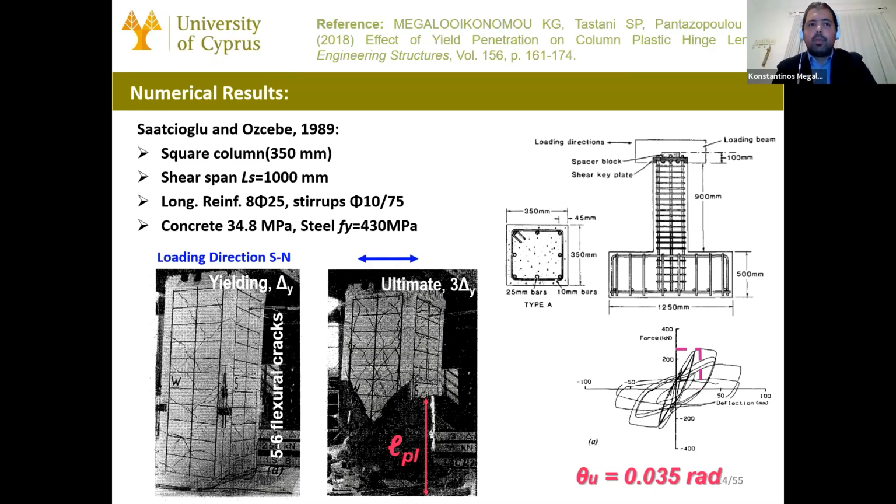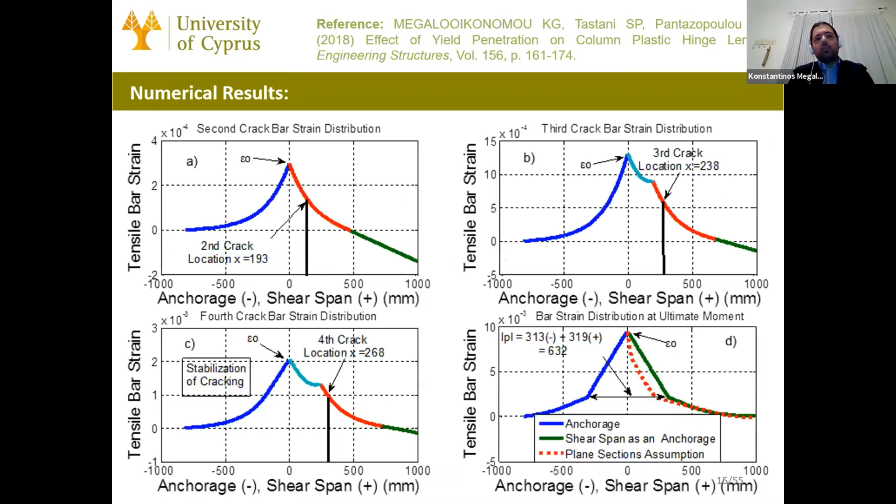The rotation capacity of this column was 3.5%. And the solution of the differential equation of bond in the algorithm that I already showed to you, based on a moment curvature analysis of the section of the column, you can see the distributions of strain in the occurrence and in the shear span for the second crack, third crack, and fourth crack. So we define four main cracks in the algorithm until stabilization of cracking. And you can see that at ultimate, we have a plastic hinge length of 632 millimeters.